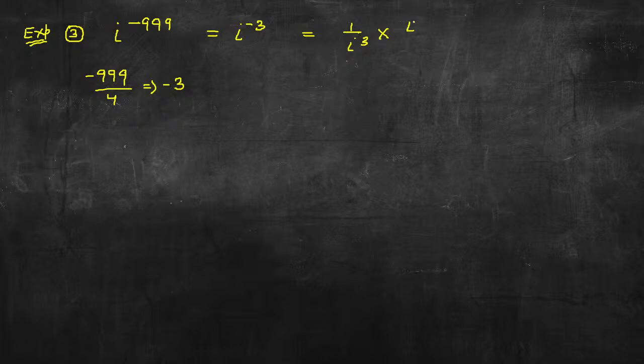Again, you can do one thing: you will multiply by iota and divide by iota. So it will become iota divided by iota raised to power 4. And what is iota raised to power 4? That is 1. So iota by 1, and the answer will become iota.